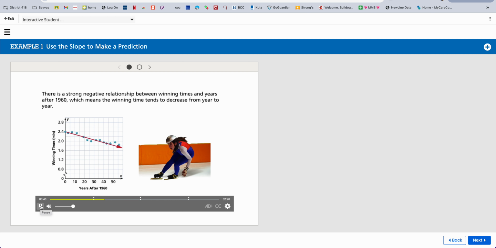The trend line has a negative slope. The winning time tends to decrease from year to year.